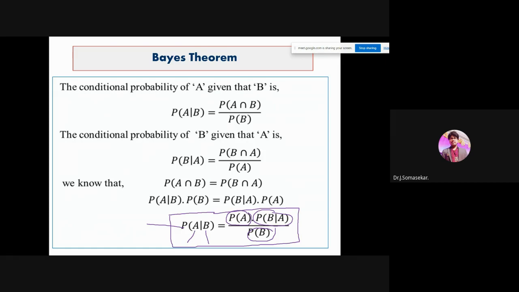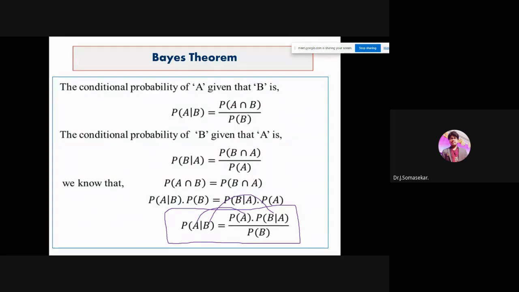I'm just telling you, but this formula is sufficient for a classifier. This is called Bayes theorem. P of A given B equals P of A, the numerator as it is, called the prior probability, times P of B given A, called the likelihood, divided by P of B, called the evidence. Evidence is nothing but all the symptoms we are going to consider. Based on the symptoms of the patient only, we are going to find the probability of whether the person has the disease or not. So this is Bayes theorem.